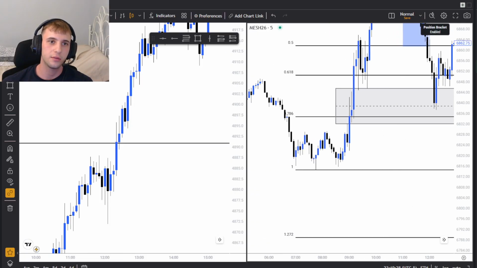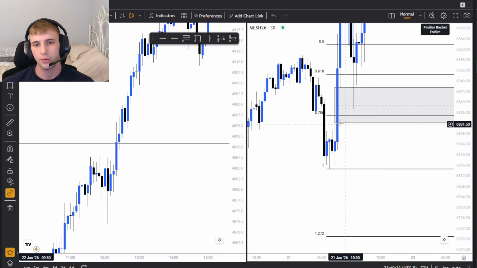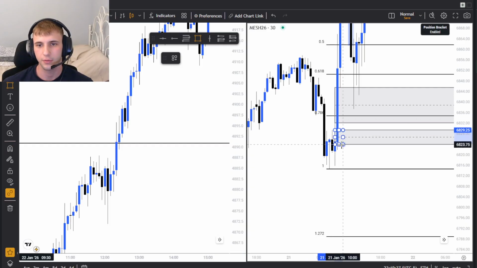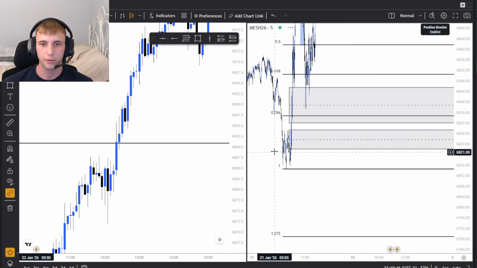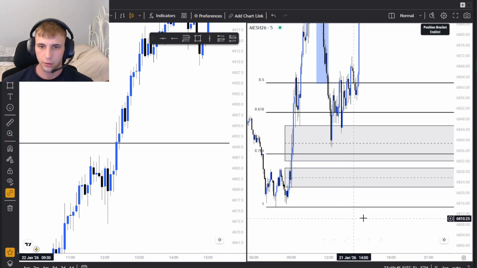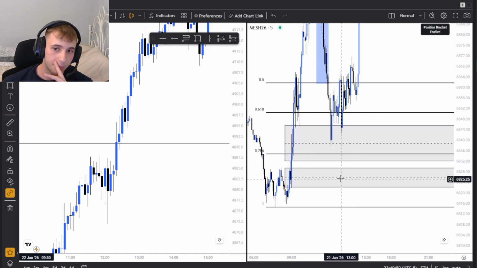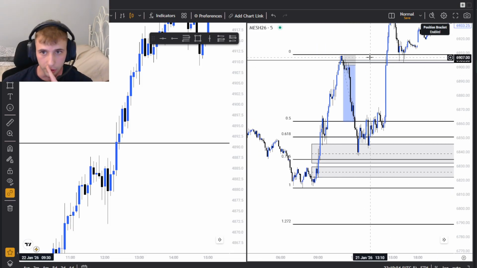But let's say there was another 30-minute gap. Just pretend. This is just for examples, right? Pretend like there was another 30-minute fair value gap right here. What are the odds of this fair value gap getting retraced into, keeping in mind how bullish we are?